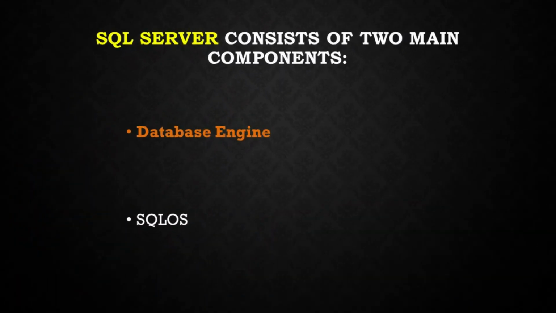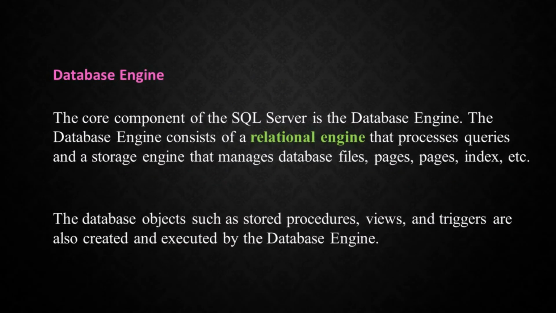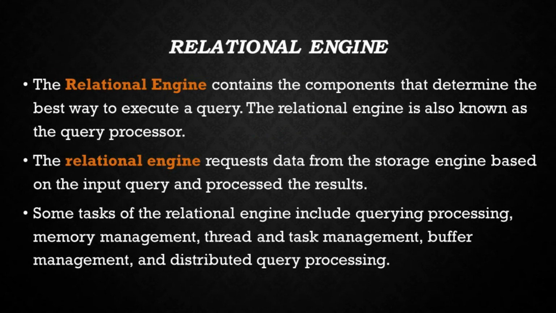SQL Server consists of two main components: 1. Database engine. 2. SQL OS. The core component of SQL Server is the database engine. The database engine consists of a relational engine that processes queries and a storage engine that manages database files, pages, indexes, etc. Database objects such as stored procedures, views, and triggers are also created and executed by the database engine. Relational engine. The relational engine contains the components that determine the best way to execute a query.